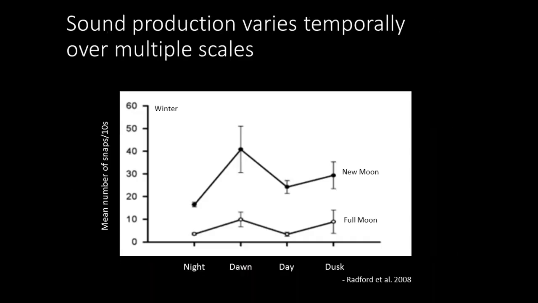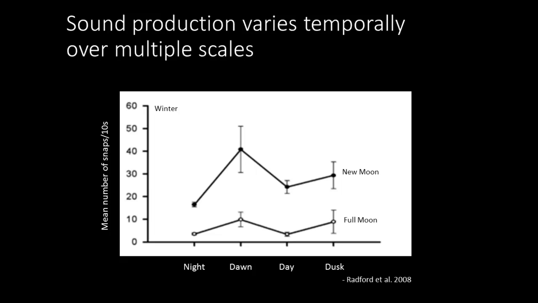I mentioned that sound production varies in space and time, and what I want you to take away from this, this is a snapping shrimp, so it's a snap count on the y-axis by 4 times a day on the x. This is during winter from a temperate reef during 2 lunar periods. And we see a clear crepuscular influence with elevated snap rates at dawn and dusk during both the new moon and the full moon, but there's also a clear lunar influence, much higher snap rates during the new moon.